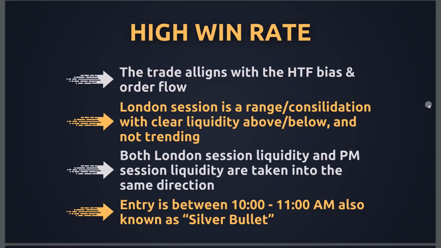So if you see that the London session high is taken, if you go back in time and you see that the PM session high is also taken, then that's a high probability. Why? Because we have 2 levels of liquidity taken in the same direction. So that's even higher probability. And finally, the entry between 10 a.m. and 11 a.m. EST, also known as the silver bullet, is a high probability entry. So if you keep focusing on a 10 to 11 a.m. entry, that's a high probability entry. Why? Because it offers you the silver bullet entry.